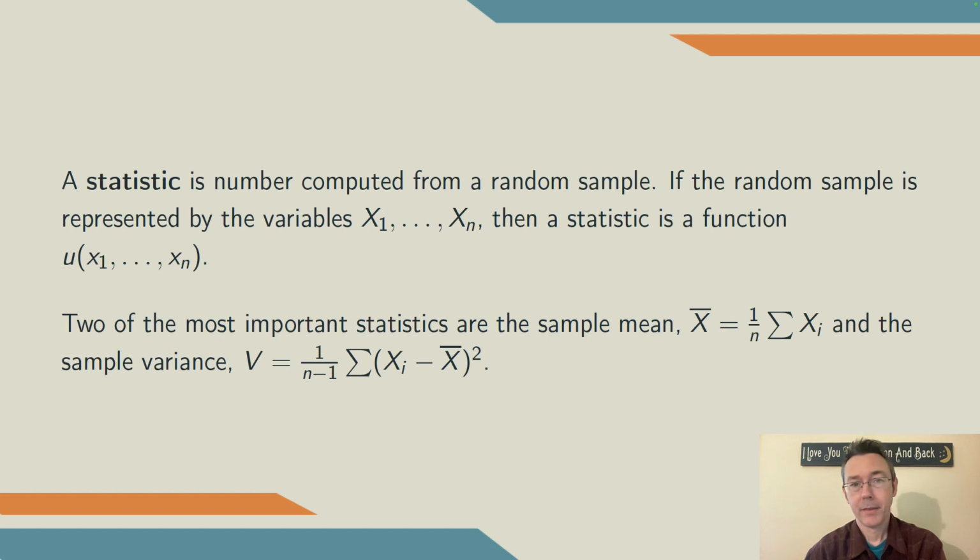Here's the reason why. A statistic is a number that's computed from a random sample. Viewed a bit more mathematically, a statistic is a function of a collection of identically distributed independent observations, x1 up to xn. The two most important statistics that you'll see are the sample mean, x bar, which is the sum of all the xi's, all the observations you've made, divided by the number of observations, and the sample variance, which is 1 over n minus 1 times the sum of (xi minus x bar) squared. And both of those statistics you're probably familiar with from previous courses.